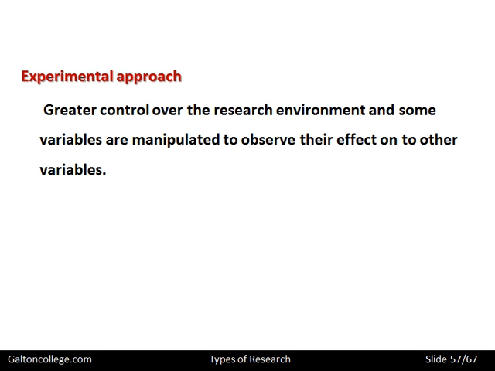The experimental approach, well, greater control over the research environment, and some variables are manipulated to observe their effects on the other variables. So the experimental approach is to try and work out how one variable influences another. A reduction in the price of the product leads to an increase in sales. Is there a causal connection? And how does price and sales link? How are they related? So it's looking for relationships of that nature.